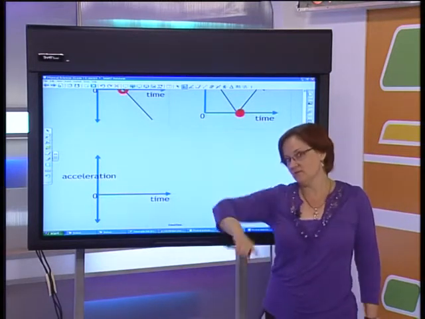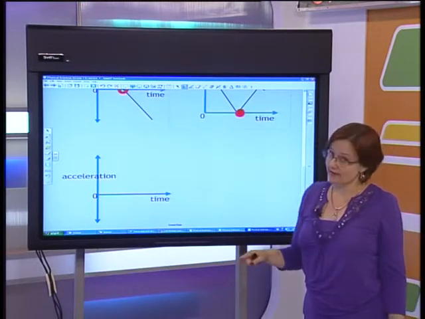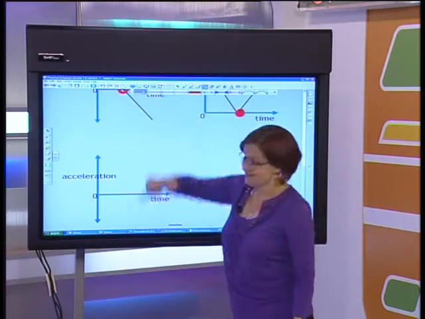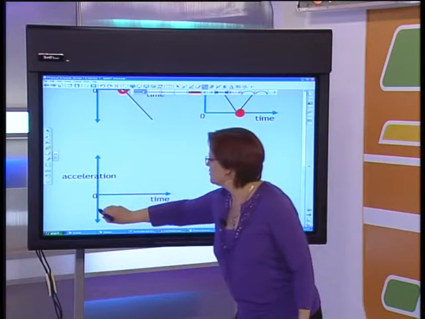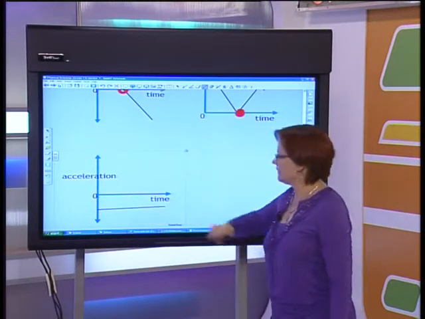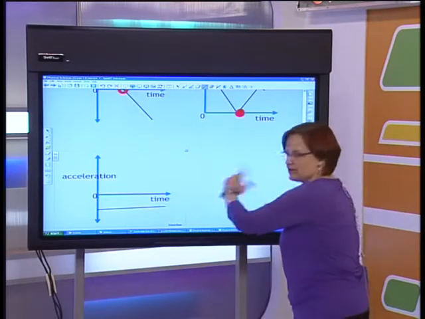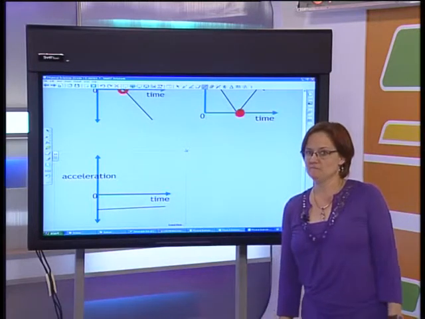We said up is positive, acceleration acts down, which means acceleration is negative. Acceleration is due to gravity, never ever changes. Straight line. That is a straight line, negative for the whole time period. It cannot change direction. Okay?